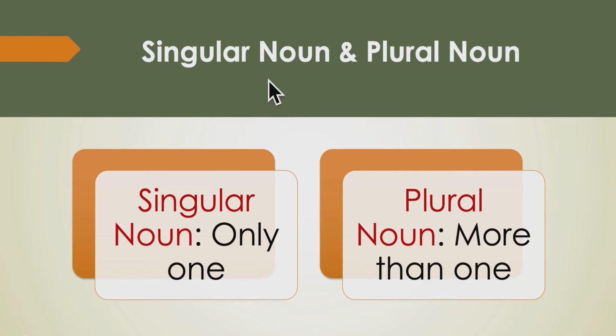Singular noun and plural noun. Singular noun means only one. Plural noun means more than one. More than one means maybe 2, 3, 4, 5, hundreds, thousands, etc. We move on to the next.